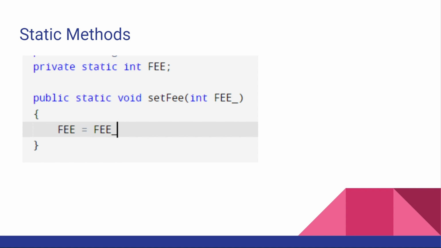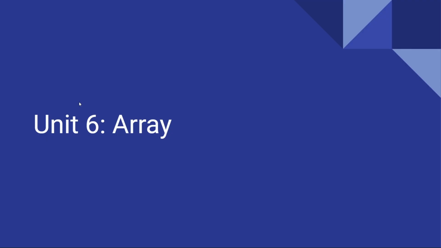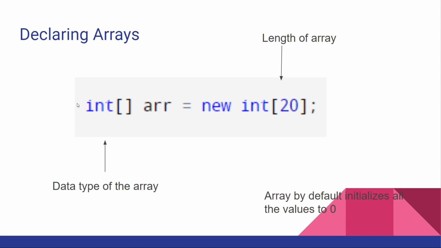And it kind of makes it not really valuable, but also make sure whenever you want to use a static variable, you can only call them in static methods. So never use them inside of a normal method, I guess. Yeah. And now let's get into Unit 6, which is arrays.